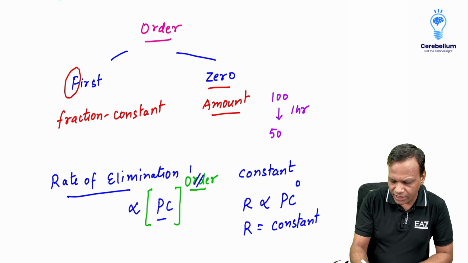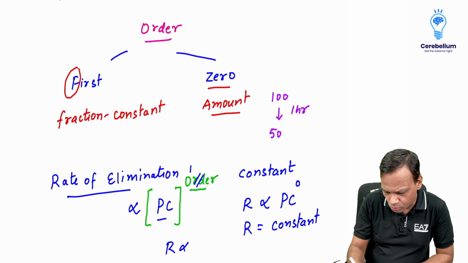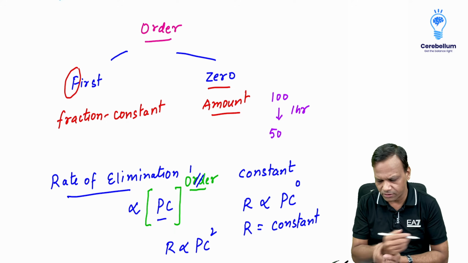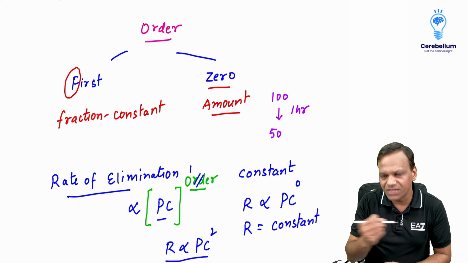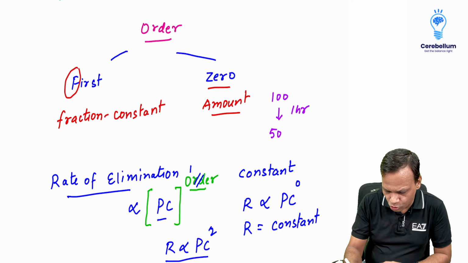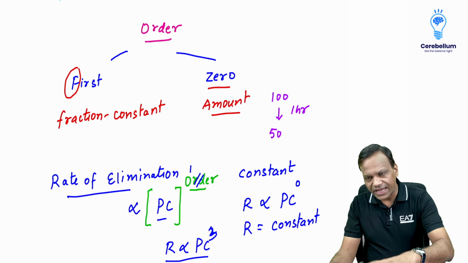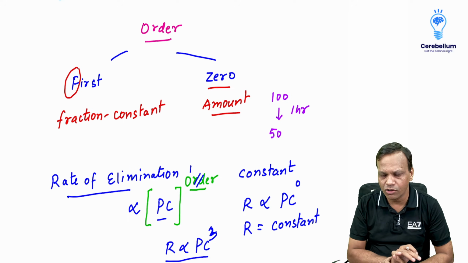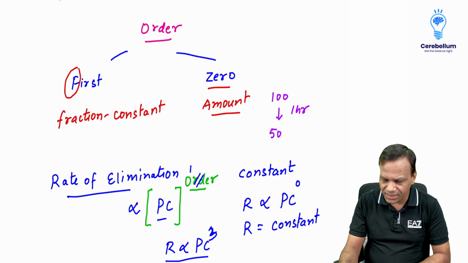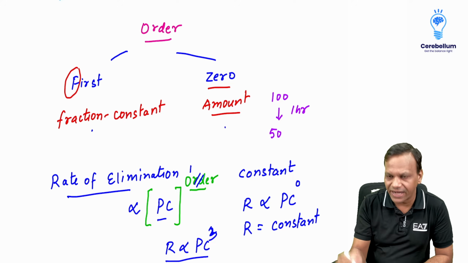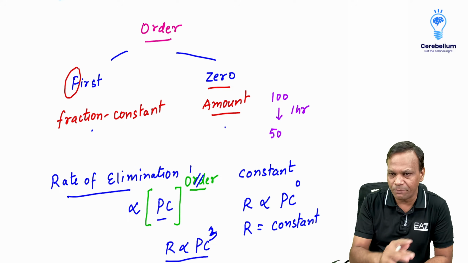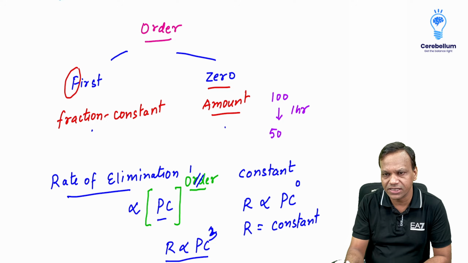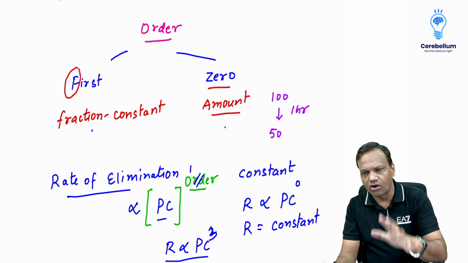In second order, rate of elimination will be proportional to plasma concentration power 2. Whatever the power, that is the order of kinetics. So square of plasma concentration, it is second order. If it is cube, it is third order. So it can be any order, but the drugs do not follow. Mostly radioactive substances follow, which we do not use as drugs. So in drugs, you need to remember only first order and zero order. So that is the basic difference. In first order, rate of elimination is directly proportional to plasma concentration, whereas in zero order, it is constant.